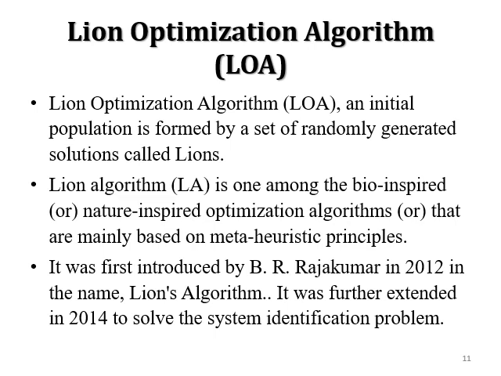In the lion optimization algorithm, an initial population is formed by a set of randomly generated solutions called lions. The lion algorithm is one among the bio-inspired, nature-inspired optimization algorithms that are mainly based on metaheuristic principle. It was first introduced by B. R. Rajakumar in 2012 and further extended in 2014.